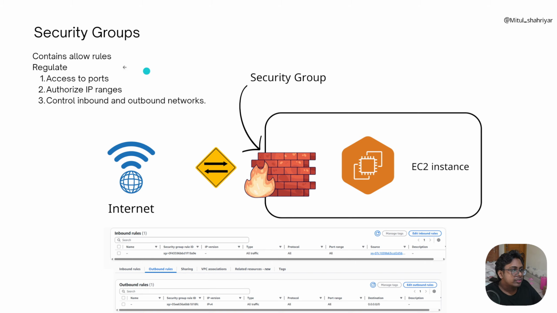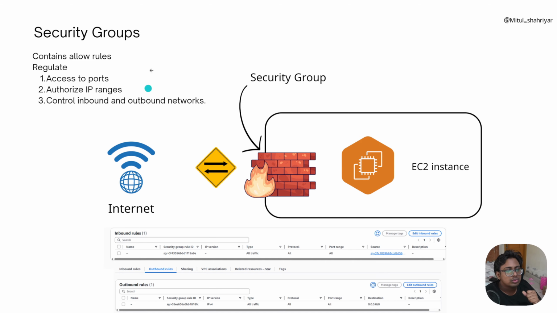Great. Now let's look at security groups. Security groups in general contain allow rules. We will add some rules, which are in general allow rules. We need to specify access to ports, authorize IP ranges, and control inbound and outbound networks in the security groups. In our last video, I believe you have already seen that. Great, no problem with that.